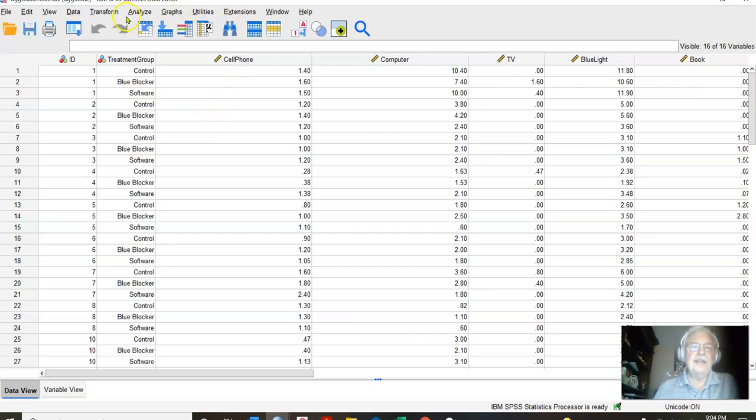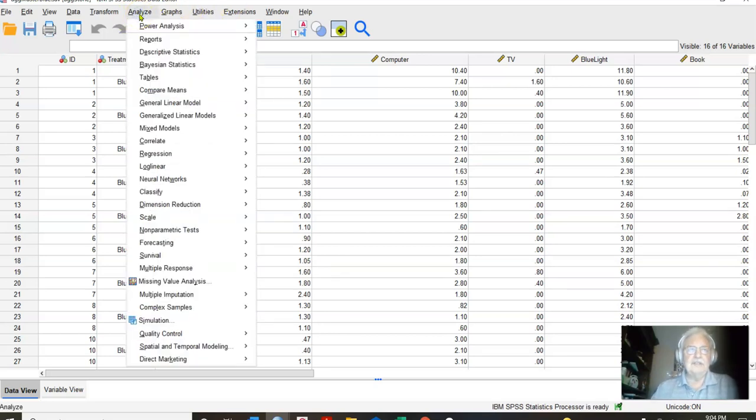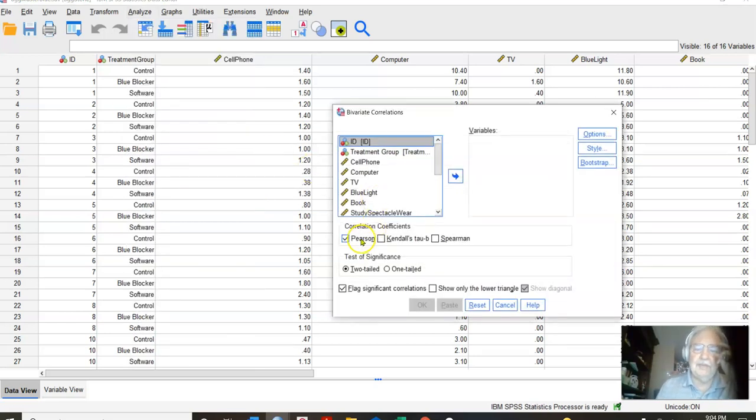Okay, so let's look at correlation now. All these analyses we're going to be talking about are within the Analyze part of your menu. We're going to go down to Correlate, Bivariate. We can see in this one there's the Pearson, which is the parametric correlation that has various assumptions around the normal distribution. There's Kendall's tau and Spearman, which are non-parametric and are based on rank orders.